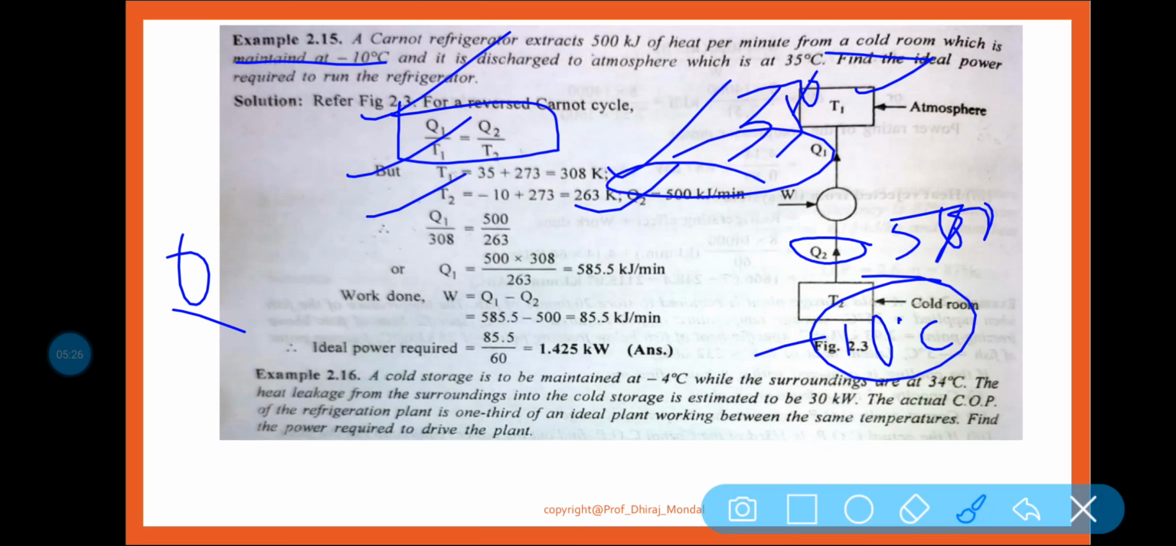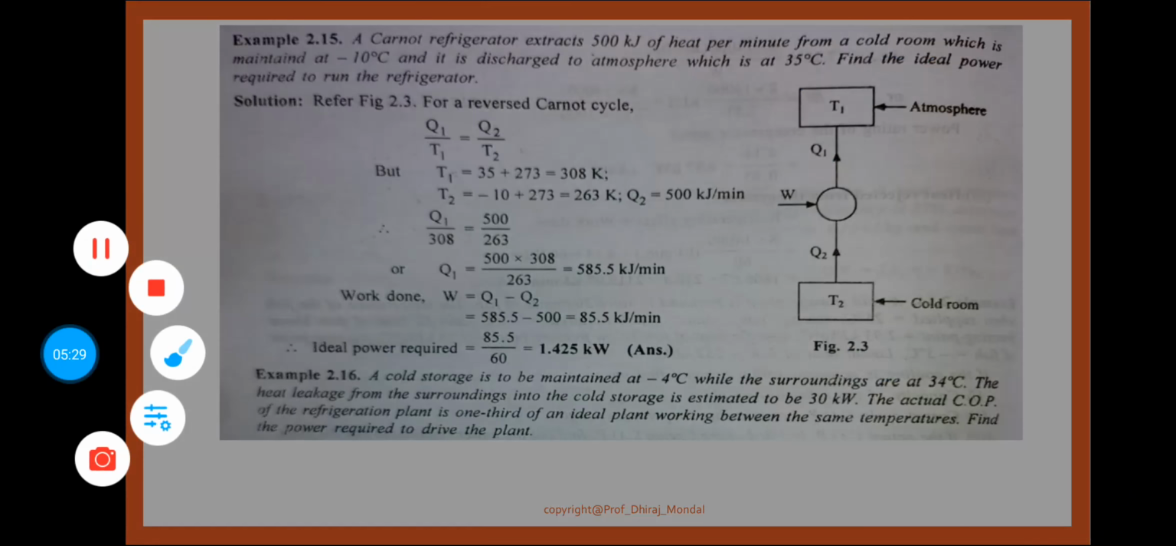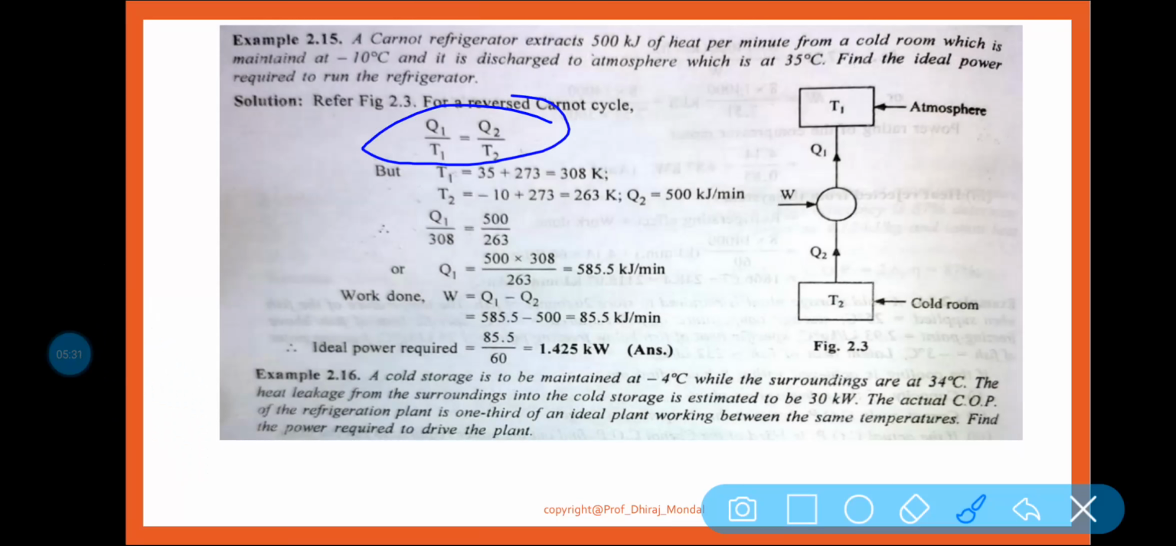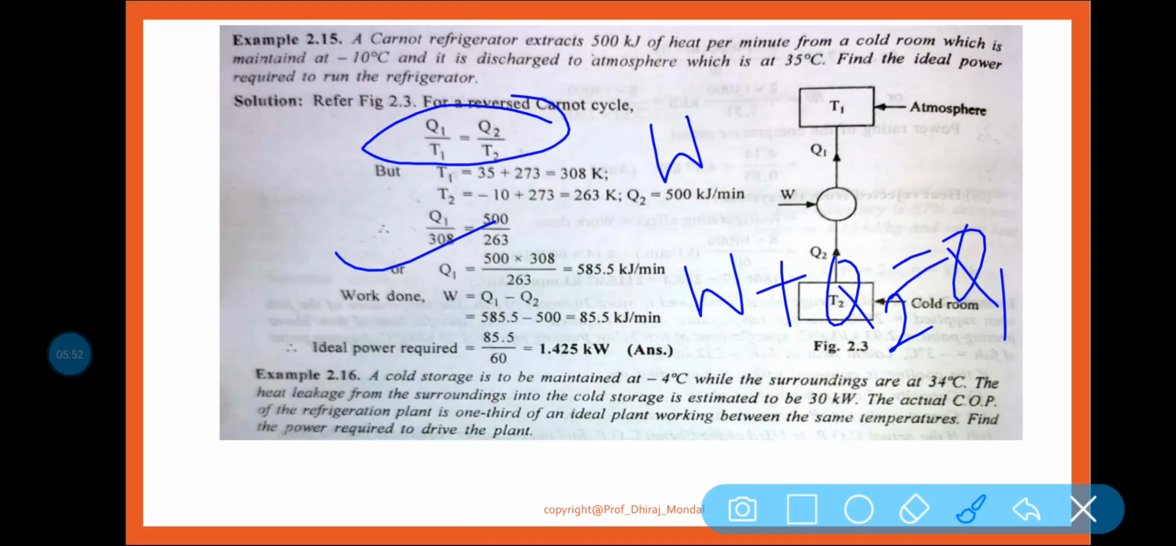Now we know this equation: Q1 by T1 is equal to Q2 by T2. So put all the values, Q1 will be 585.5 kilojoule per minute. Now what do you need to find out? We need to find the ideal power required to run, that means W, and W is what? W plus Q2 is equal to Q1. So W is equal to Q1 minus Q2. Put all the values, you will get 80.5 kilojoule per minute.